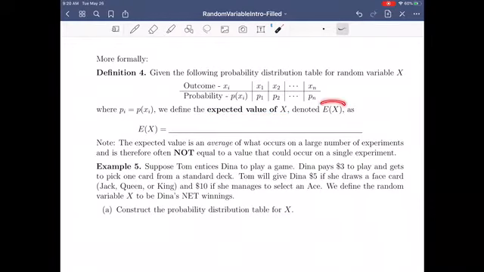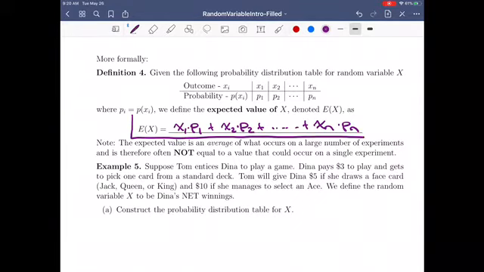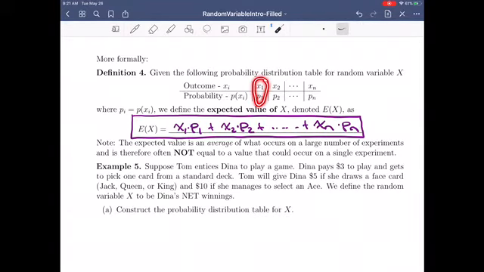Okay, so we call it capital E of x, to be x1 times p1 plus x2 times p2 plus up to xn times pn. So what you do is you multiply each output by its probability. You multiply vertically, and then you add each of them. And this gives you the expected value of x.